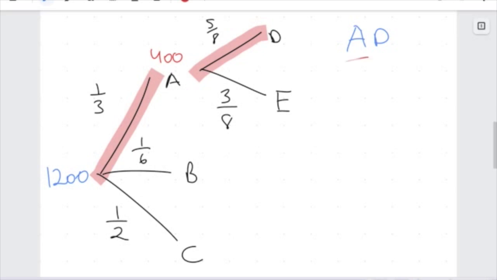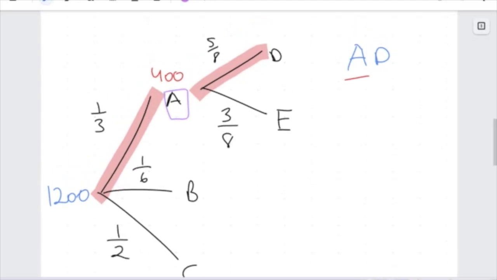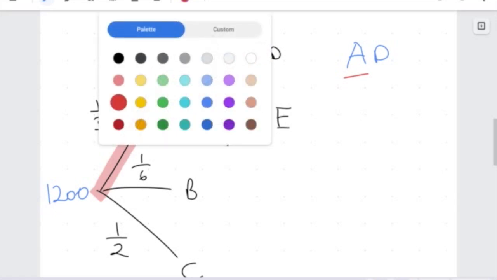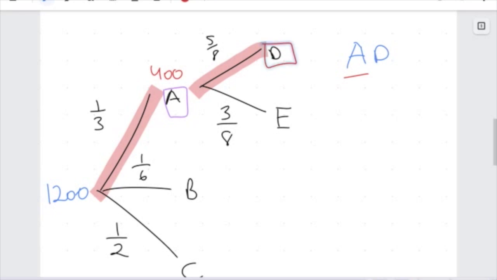Now at this point A, I've currently covered this part of my path. So I get to my A here, and 400 people arrive at A. And now, when they get to A, they can fork out in two separate directions. They can either go down the path of D or the path of E. We're trying to find the path AD. So we're going to say that 5/8 of those 400 people went down path D. So if I take 5/8 of 400, I end up with 250. So I started with 1,200, I got to 250.